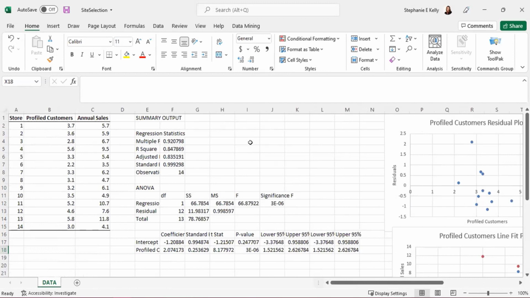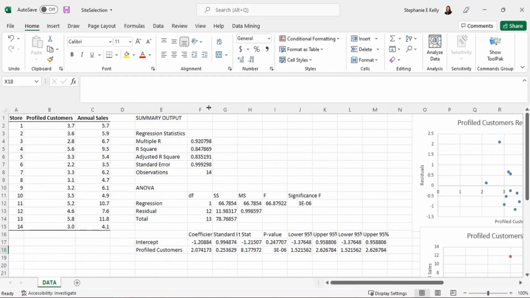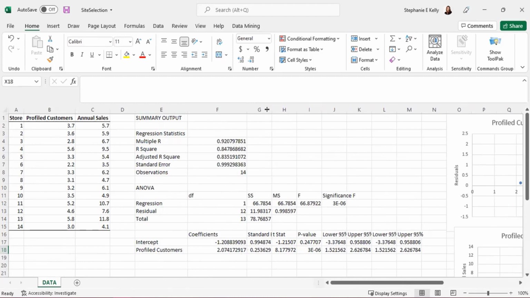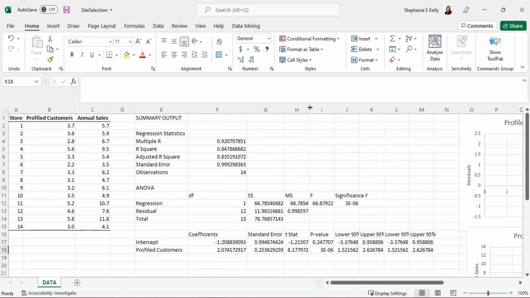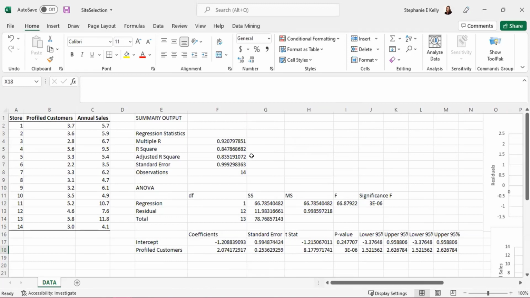Now let's look at some of our output. Let me expand these columns so that it's easier to read. This is going to be a lot of where we focus our attention next week, the multiple R and the R squared in particular.